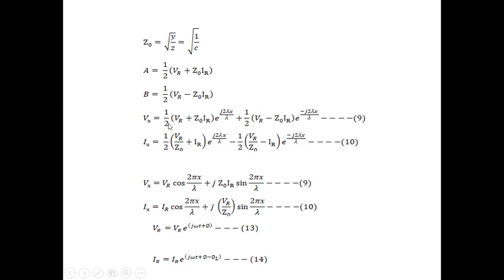Vx is equal to 1 by 2 into (VR plus Z0 into IR) into e power j2 pi x divided by lambda, plus 1 by 2 into (VR minus Z0 into IR) into e power minus j2 pi x divided by lambda. Similarly, the expression for Ix. And from this, e power j2 pi x by lambda can be rewritten as Vx equal to VR into cos 2 pi x by lambda plus j into Z0 into IR. After the simplification, this is the final expression for Vx and Ix.